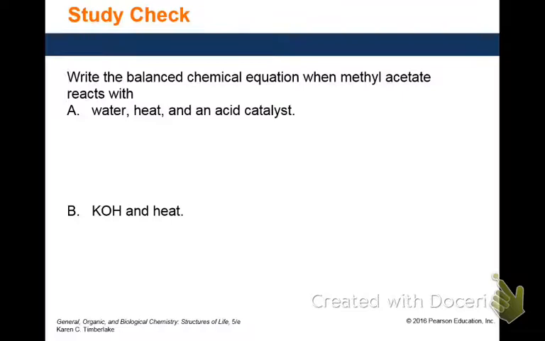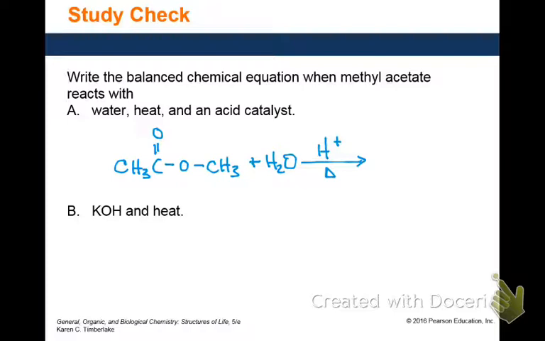When methyl acetate reacts with water, heat, and acid catalyst. So I'm going to write the equation. What's the first thing I have to do? I have to draw methyl acetate, right? So I'm going to go ahead and draw that part out for you. So that's methyl acetate. So I'm going to react it with water, heat, and acid will be H+. So that's what that is interpreted as.